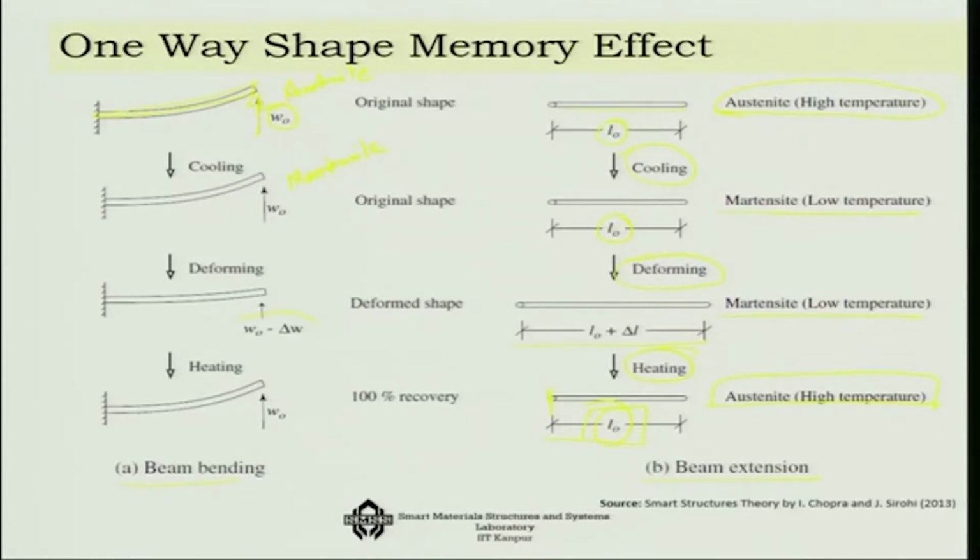Now suppose I change the load, then there will be a deformation, a change of curvature immediately, as you can see, that is going to happen to the system. And now if I heat it up, what will happen? It will once again, no matter whatever is the load, go back to that original shape. So it will once again regain that original shape that was there in the system. So that is the beam bending effect, the one-way shape memory effect in beam bending.